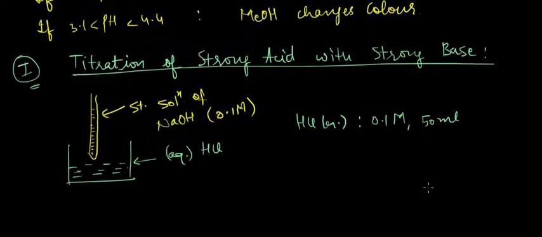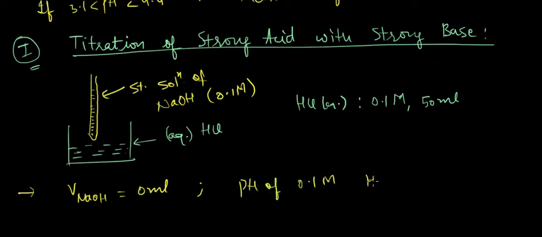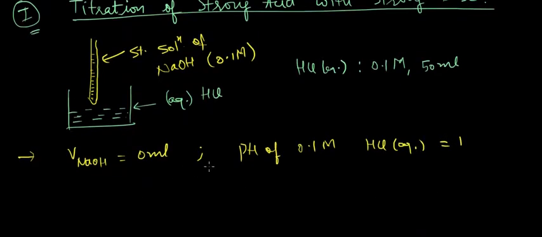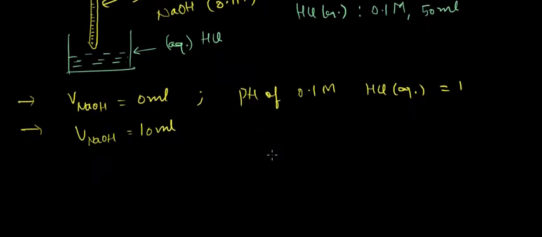Okay, so we see this in a time frame: when time t equals 0, or volume of NaOH dropped is equal to 0 ml, then the pH of the solution is 1, because the pH of 0.1 M HCl solution would be 1. Let's say second, we have volume of NaOH dropped as 10 ml. So now what happens, this we are going to see.